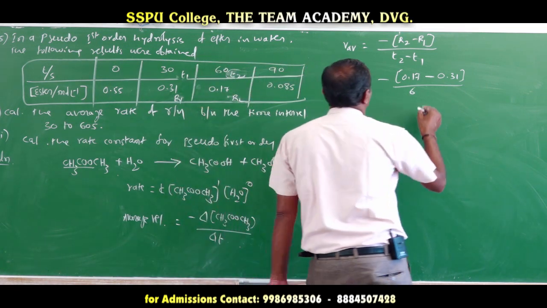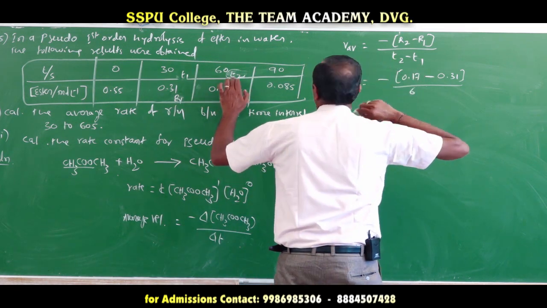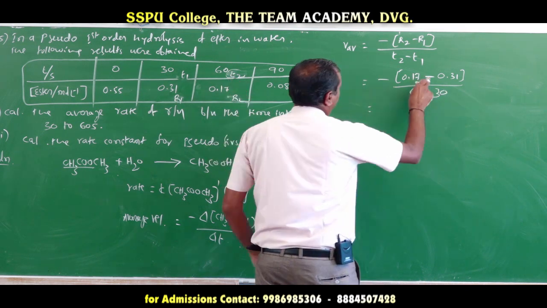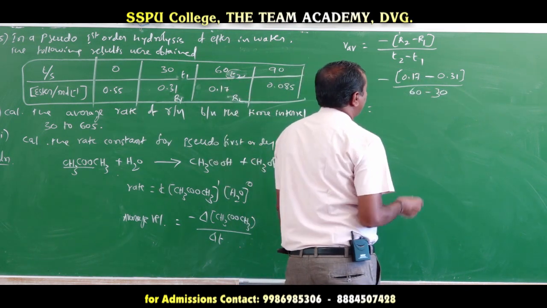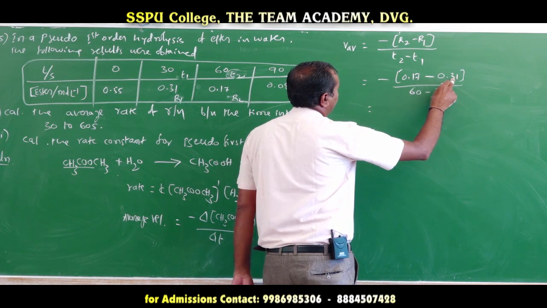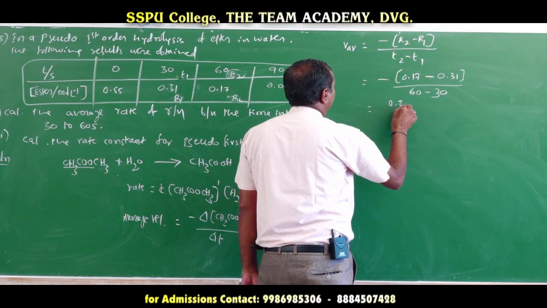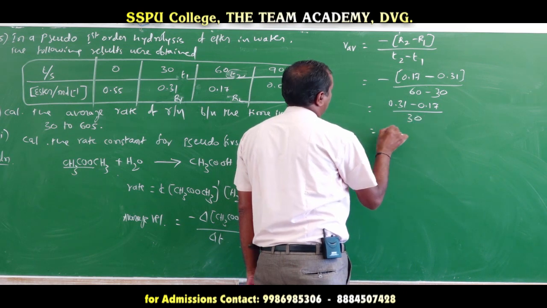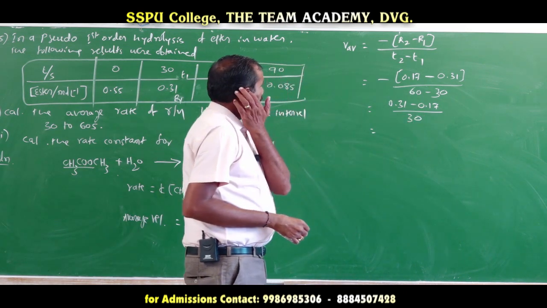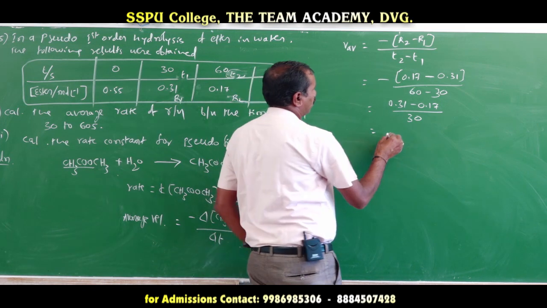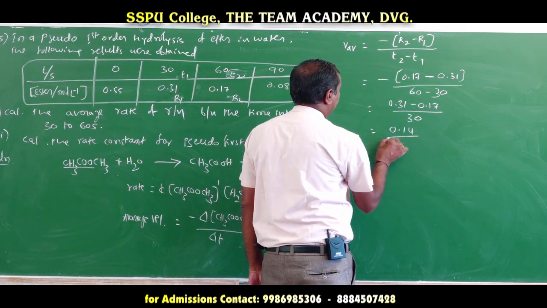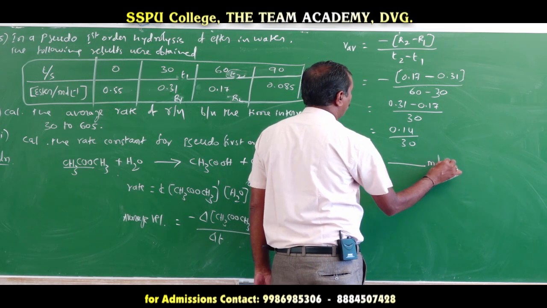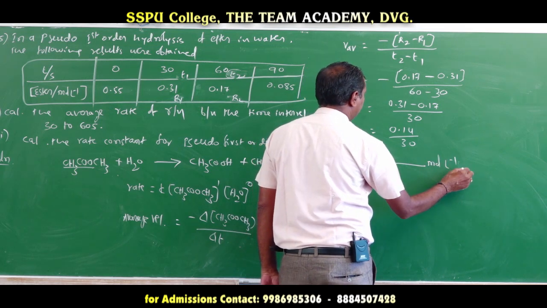Okay. T2 is 60 minus what? 30. You see, minus of minus is plus, so 0.31 minus 0.17 divided by 30. 0.31 minus 0.17 is nothing but what? 0.14 divided by 30. Finally, you can get the answer. That is in terms of mole per liter per second.